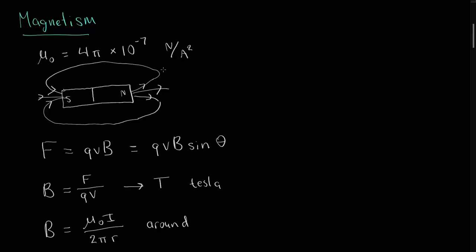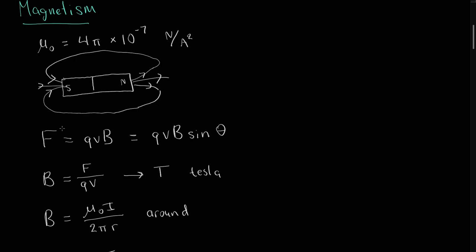Hi guys, today I'm going to be talking about some of the formulas for the magnetism unit of AP/IB physics. So the first one we have is the permeability constant, which is also known as mu naught, and it is equal to 4 pi times 10 to the negative 7, and the units for this constant are newtons over ampere squared. Then we have a picture of a magnet. This picture shows how the magnetic field of a magnet leaves the north end and goes towards the south end.